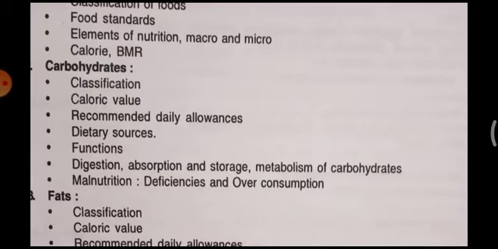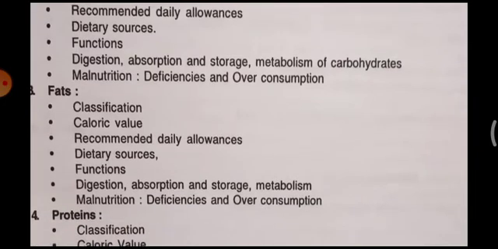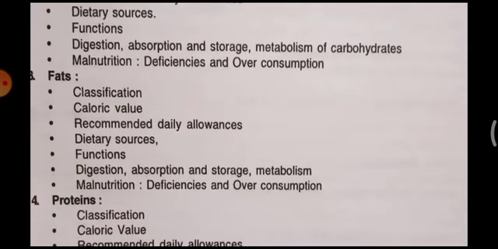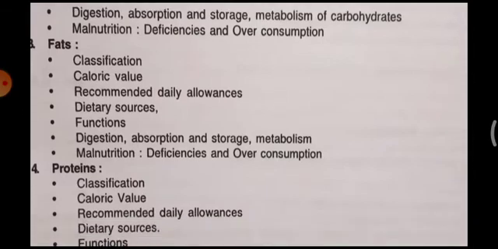carbohydrates. Chapter 3 is related to fats: their classification and definition, calorific value, recommended dietary allowance, dietary sources of fats and oils, functions, and how fats are digested, absorbed, and stored in the body, along with a big chapter on metabolism of lipids that comes in biochemistry, and the malnutrition of fats.